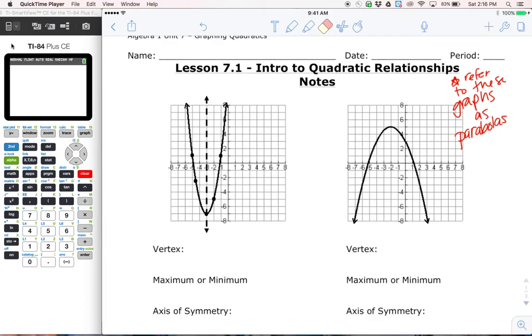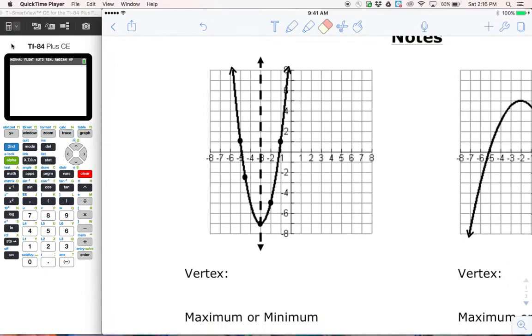Today's lesson is absolutely crucial for the next 2 months of instruction about quadratics. In today's lesson, we're just laying that foundation of what they are, what they look like, what their characteristics are. So let's take a look at this first example, and we're just going to go through these different pieces of a quadratic.